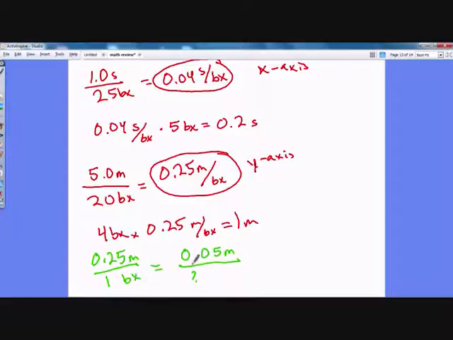1 box times 0.05 meters divided by our third one. There's actually a video that will be posted on how to solve these. If you are unfamiliar with solving ratios, you can check out my channel. There is a video on how to solve ratios, specifically using cross multiplications. Please go check that out. But 1 box times 0.05 meters divided by our remaining number, 0.25 meters, tells us that we want to place this point at 0.2 boxes. 0.05 meters is 0.2 boxes.